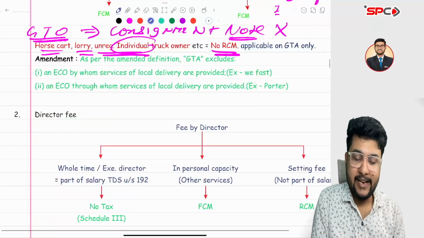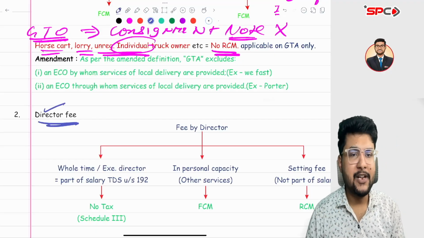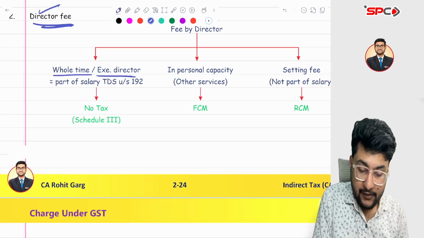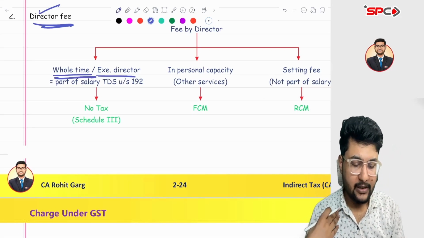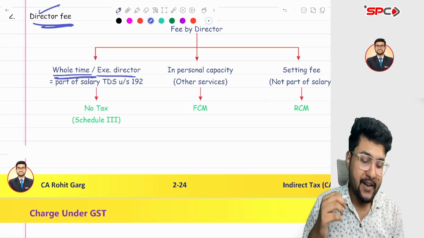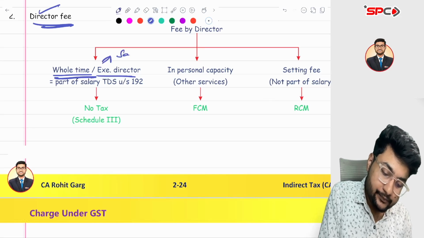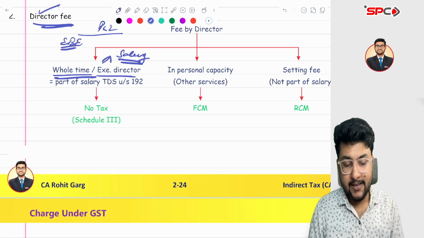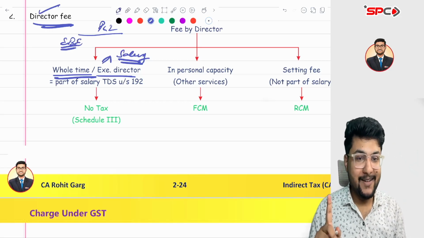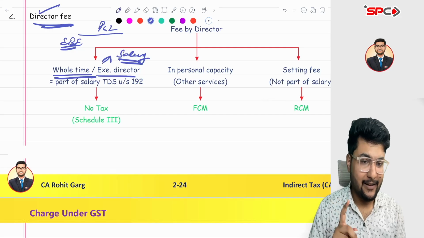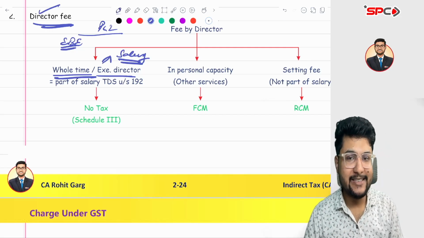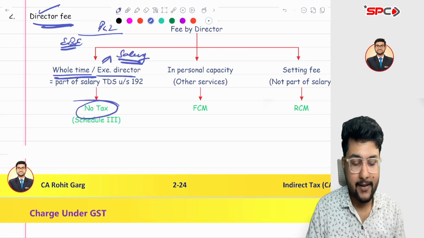Now another is director fees. Okay, there are two types of director in our company. First is the whole time director and executive director, who is available all the time in your company. If as an executive director you are getting a salary, meaning in P&L your expense is debited under employee benefit expenses, in that case, since we have already covered under Schedule 3 any employer-employee relation, it is not covered under GST, so no tax will be applied.